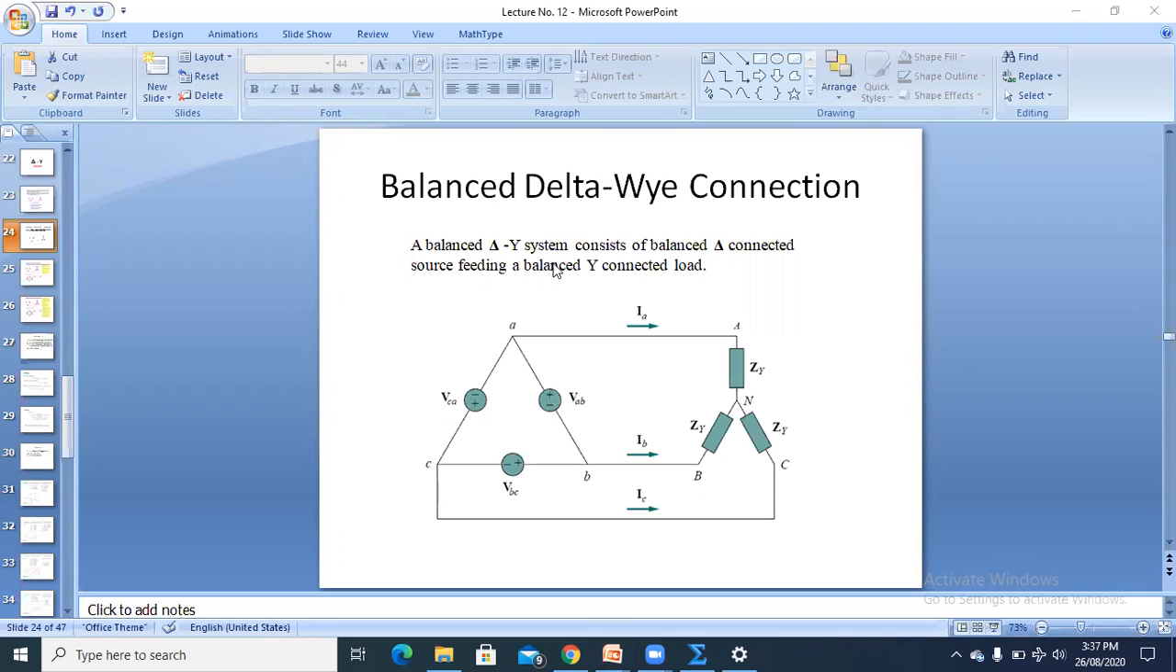we have a balanced source which is delta connected feeding a balanced Y connected load. So in this system, how can we find the line voltage and the line current? For this, we need to convert this delta system to a Y system, and then we check the line voltage and the line current.